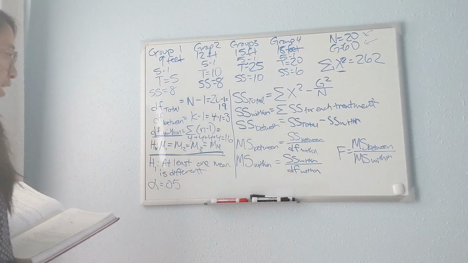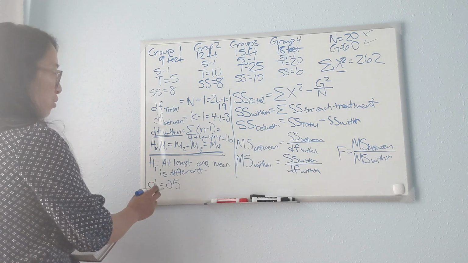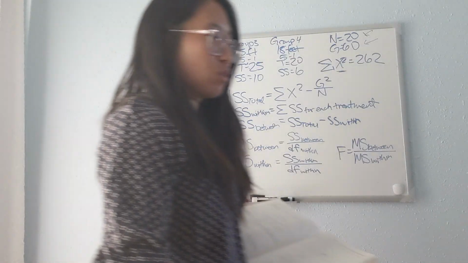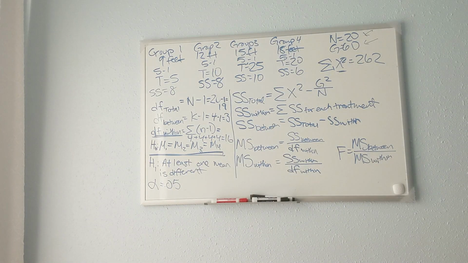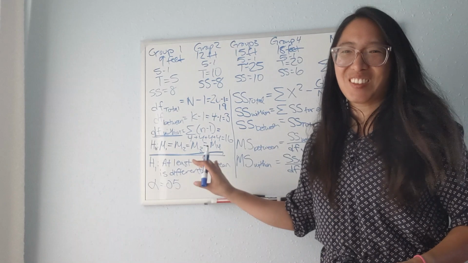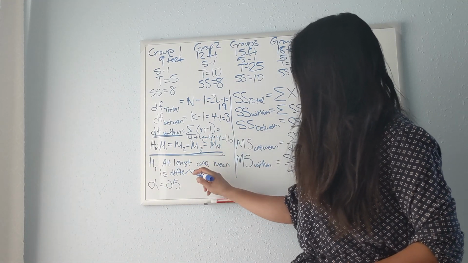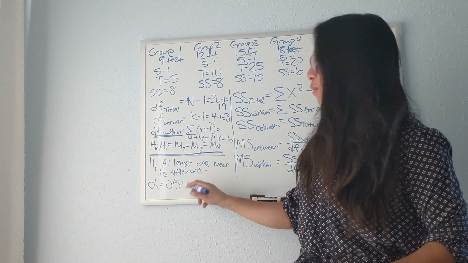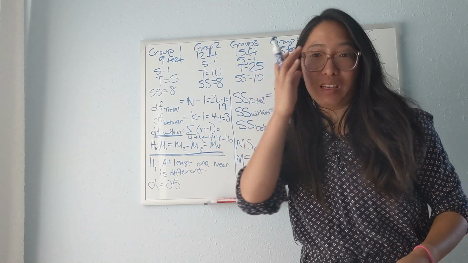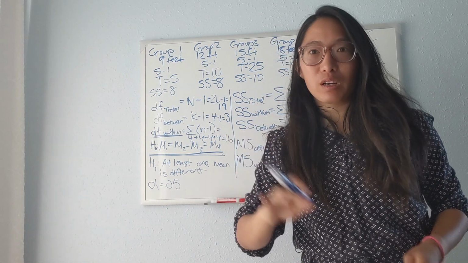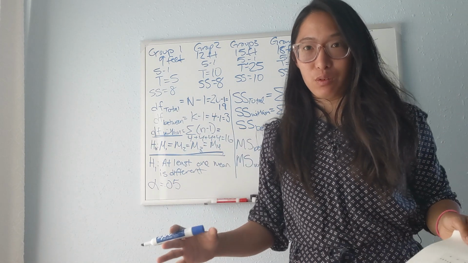Okay? And then we know that our alpha value is 0.05. What we're doing right now is, I stated, sorry, I'm going so fast. We stated the null and alternative hypothesis, and now we have to find the critical F value, right? To know at what point, what's the criteria for rejecting.